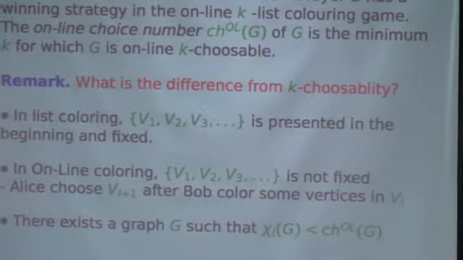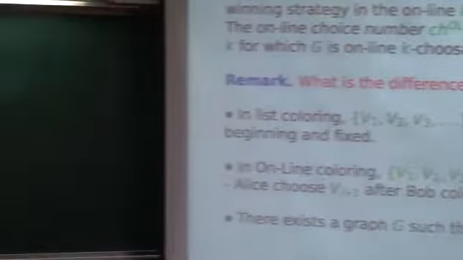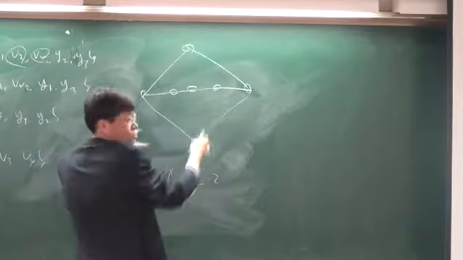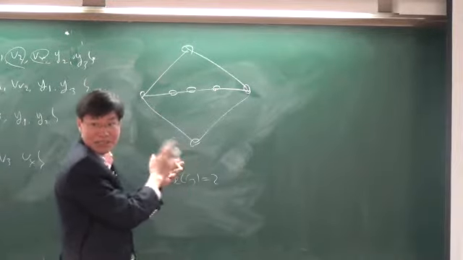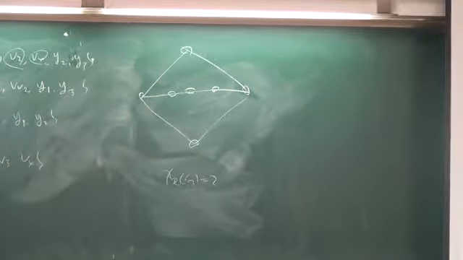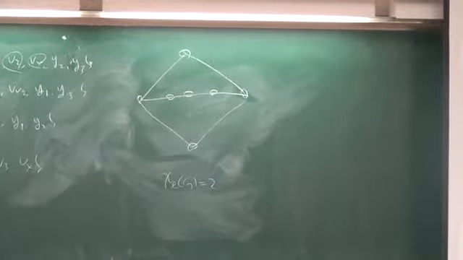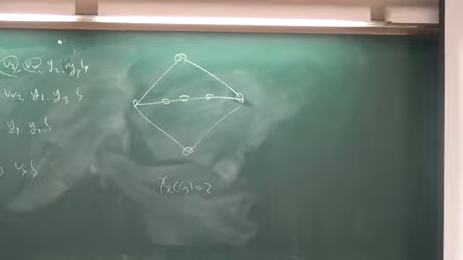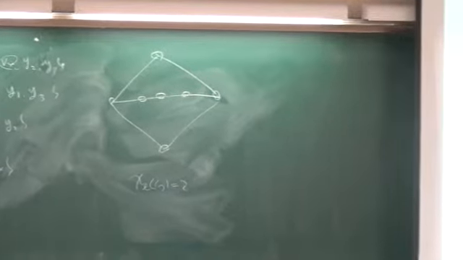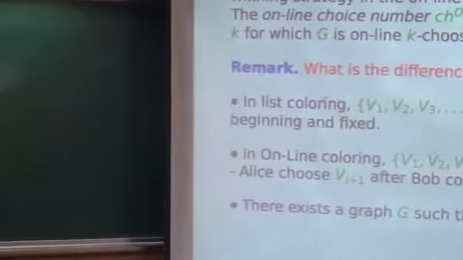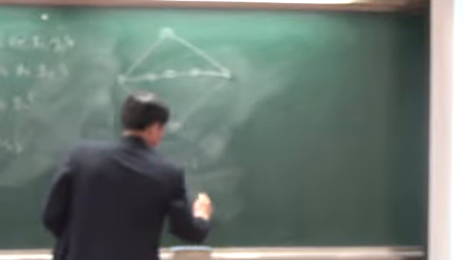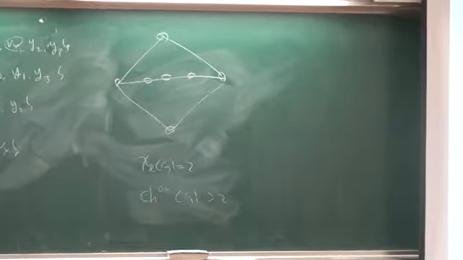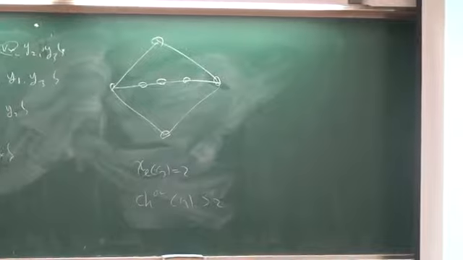Actually, this is one example. So just before I showed you, if each vertex has 2 choices, still there's one strategy of Alice so that Bob cannot complete the coloring. So it means the online choice number of this one is bigger than 2. So far clear? Yeah.